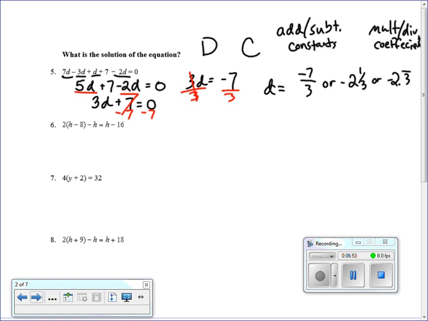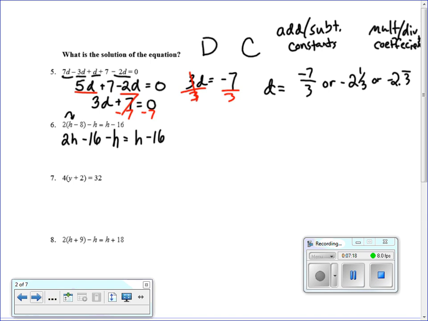Okay, looking at the next one, we do have distributive property on this next one. So since we have distributive property, that's going to be the thing that we take care of first. So we have 2 times h, which is 2h, 2 times negative 8, which is minus 16. Minus h equals h minus 16.